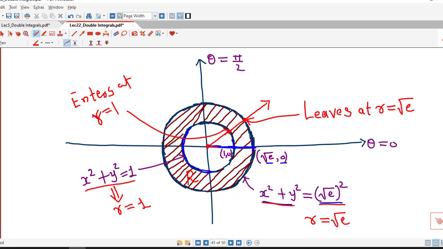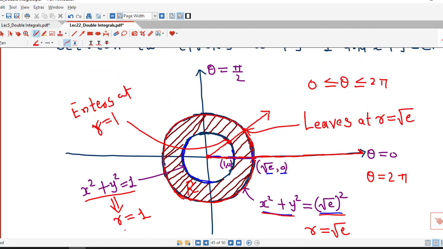Now for limits of theta, suppose we start from this point. At this point theta is 0 and we will go in the anti-clockwise direction. To cover the whole region we have to consider all these points. So we will complete the full circle and we will come back to this point. After completing the full circle theta becomes 2 pi. So limits of theta are from 0 to 2 pi and limits of r are from 1 to r equal to square root of e.